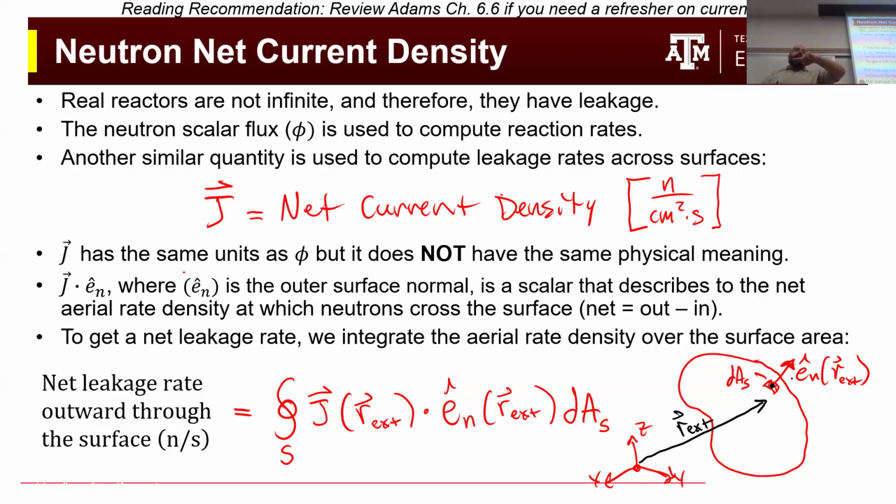And so that J might not be perpendicular to the surface. It might be at some weird angle to the surface, but when I dot them together, I get the component of J that's leaving that surface perpendicular to it. Then if I integrate that over the entire surface, that's what gives me the net leakage rate through that surface. And now that we have an expression for leakage rate, we could talk about doing conservation on a reactor that has leakage, because now we have a mathematical expression for what that leakage rate is.